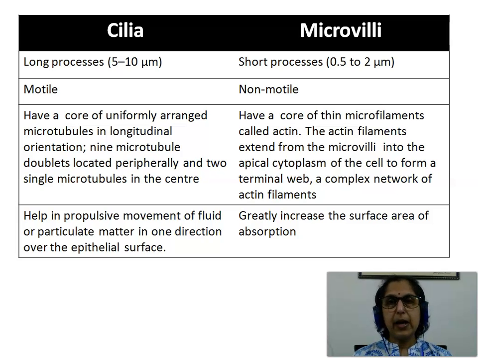Microvilli have a core of thin microfilaments called actin. The actin filaments extend from the microvilli into the apical cytoplasm of the cell to form a terminal web, a complex network of actin filaments. Cilia help in propulsive movement of fluid or particulate matter in one direction over the epithelial surface. Microvilli greatly increase the surface area of absorption.